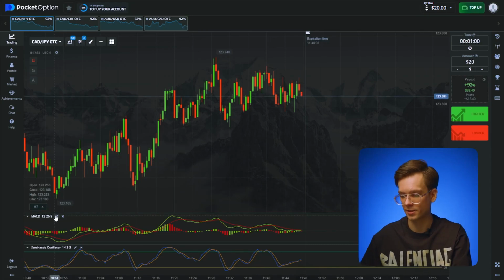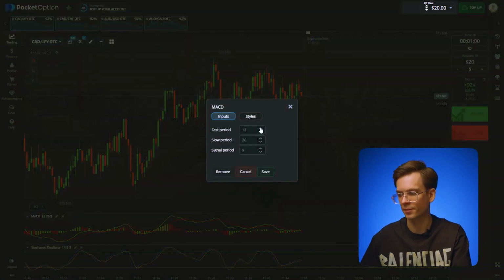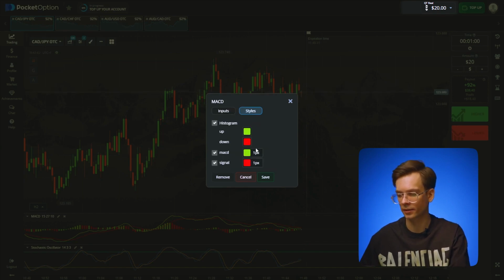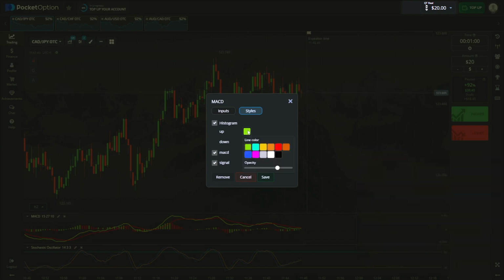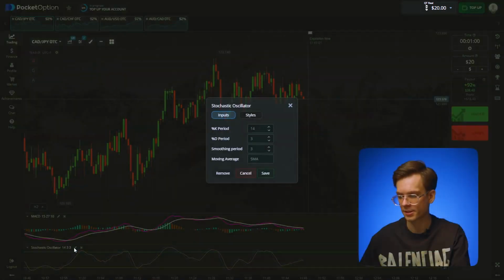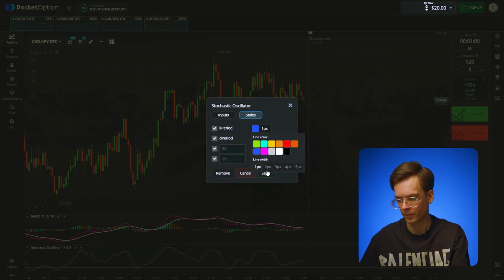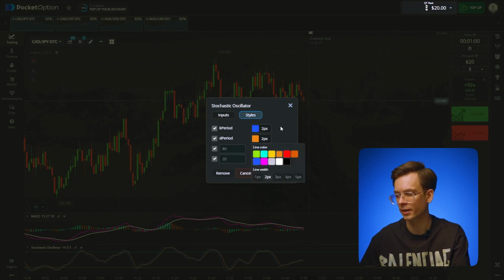Now for the MACD, let's set the fast period to 15, slow period 27, signal period 10. And we'll tweak the styles to make the lines thicker and each indicator a different color for better visibility. And for the stochastic style parameters, we'll make all the lines thicker and choose brighter colors for the main lines so they're super clear and visible.